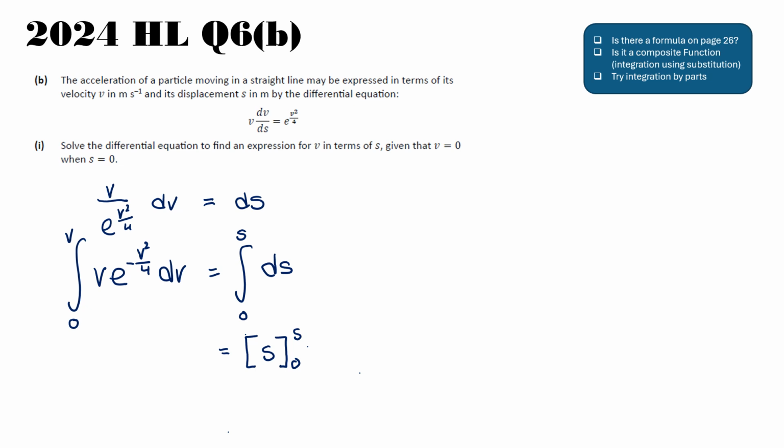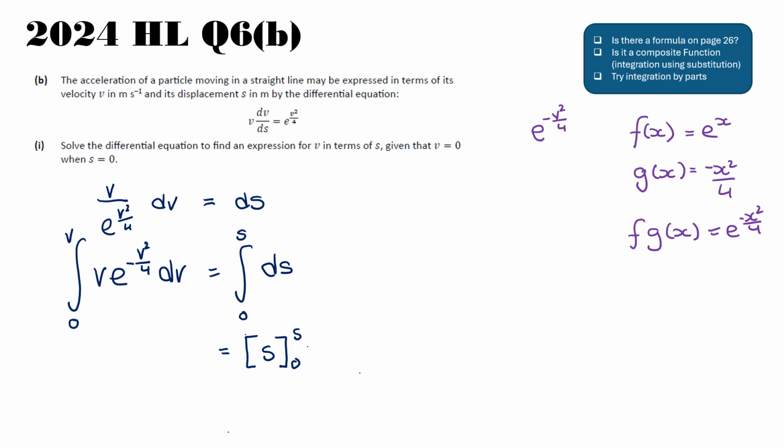How you need to be able to identify this is the fact that we have an e to the power of v squared over 4, and that is usually something like an e to the power of x. If you think of it in terms of a composite function, imagine we have f of x is e to the power of x, and we have g of x is equal to minus x squared over 4. This could be written as f after g of x. So we put g of x into f of x, which is what gives us this. That's what we mean by a composite function. So this part here is a composite function. Don't worry about the other v.